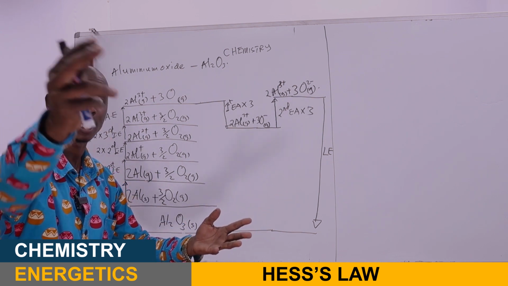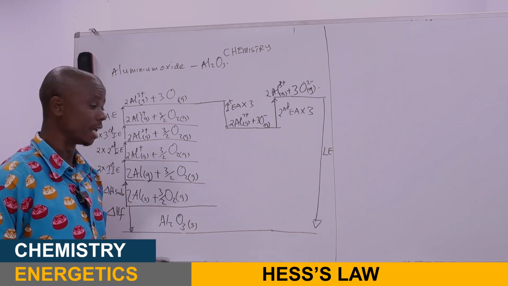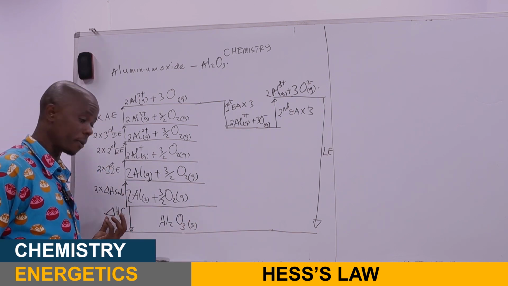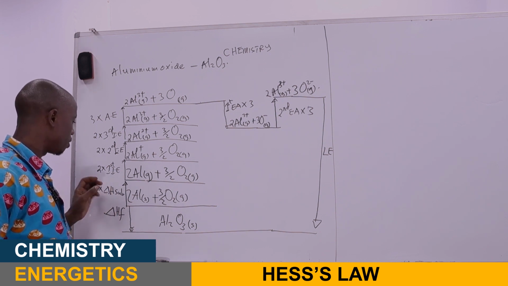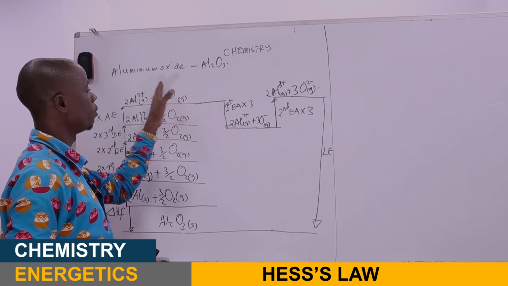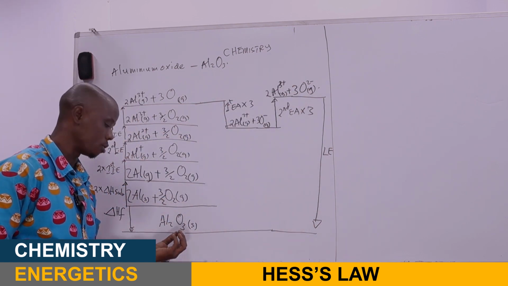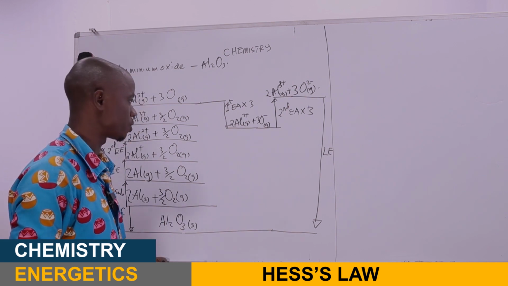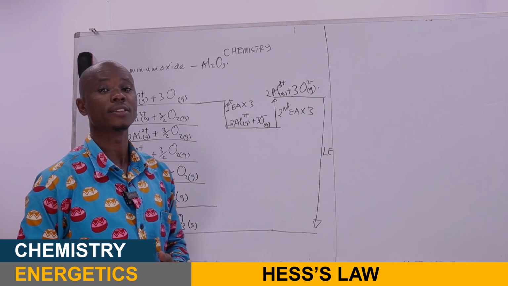It is simple. I'm sure that even yourself, you are able to tell. When you want to get the enthalpy of formation of this compound, we just sum the enthalpy changes of all the steps involved in this particular process of forming aluminum oxide. So this is a very simple way of drawing the Born-Haber cycle.